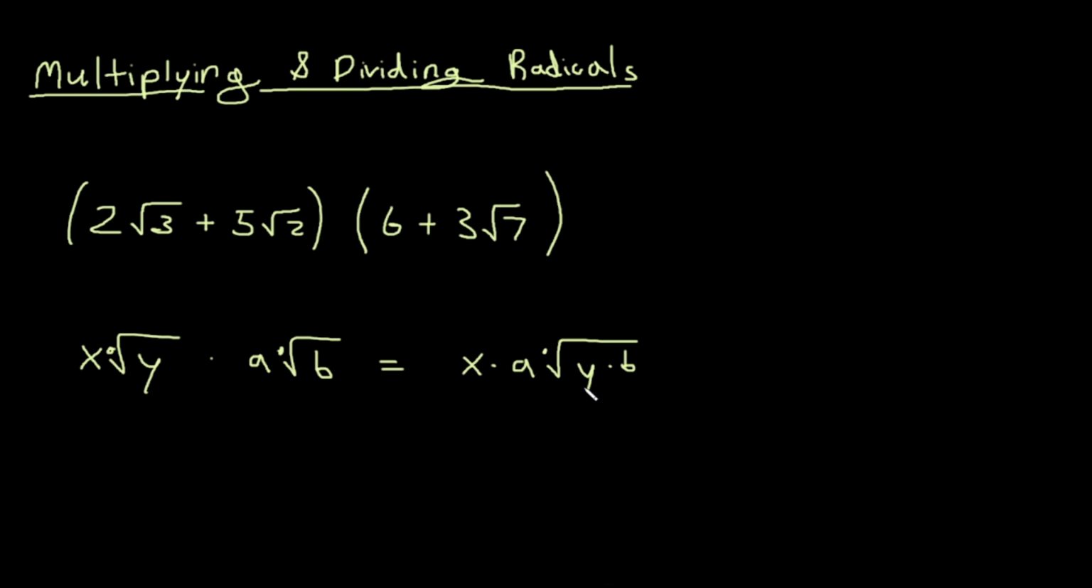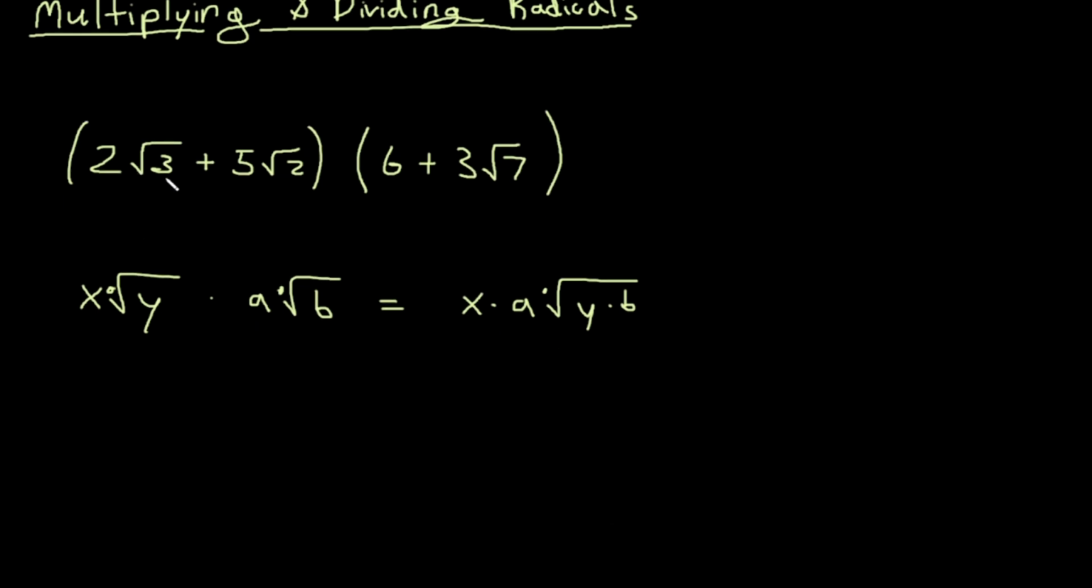Okay, now using this, let's try to simplify this. Most of the time, you just use the distributive property. So this value would be multiplied to these two values, and this value would be multiplied to these two values as well. Let's take a look. You have 2 root 3 times 6. That would simply be 12 root 3. You have 2 root 3 times 3 root 7. You would simply have 6 root 21.